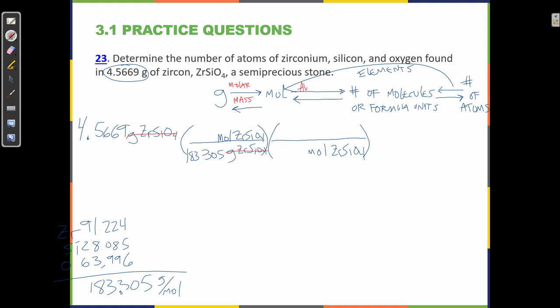This will say Avogadro's number. So using Avogadro's number, we can convert between moles and number of molecules, or vice versa, number of molecules to moles. So in 1 mole, there's 6.022 times 10 to the 23rd formula units. And I know that these are formula units because zircon is a metal, so this is an ionic compound. Formula units.